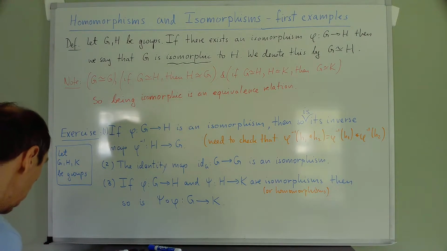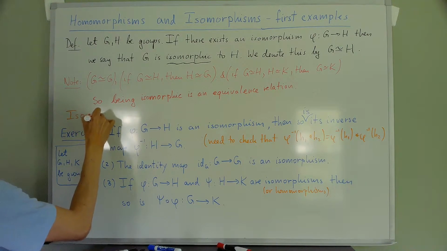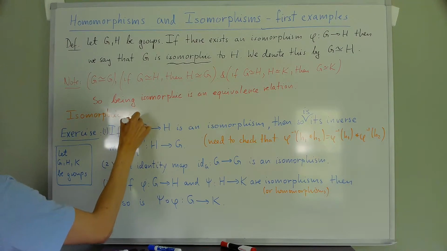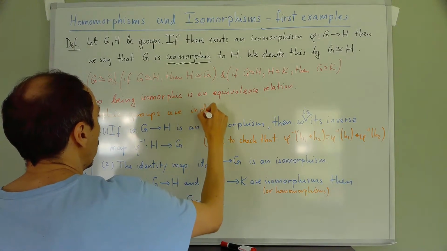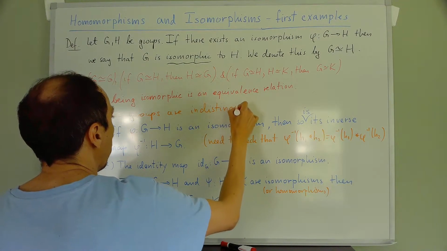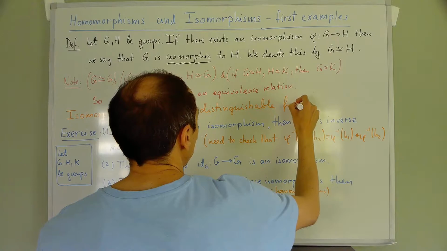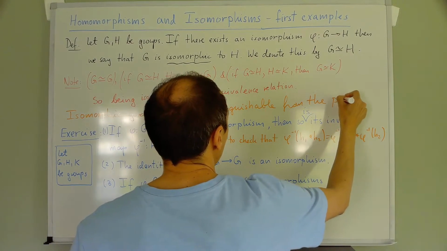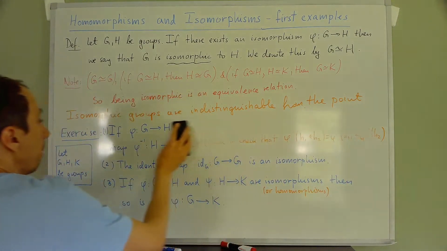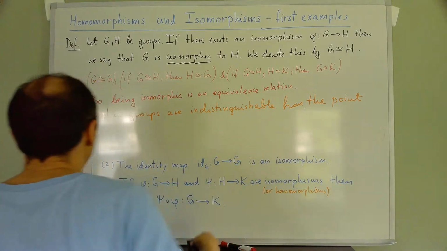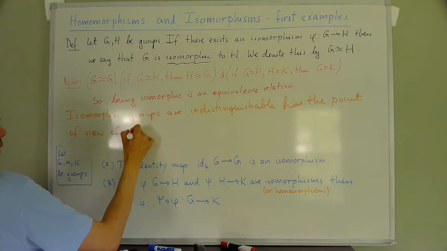So maybe let me just say here this one sentence. Isomorphic groups are indistinguishable from the point of view of group theory.